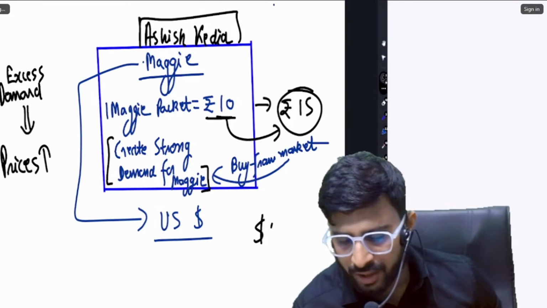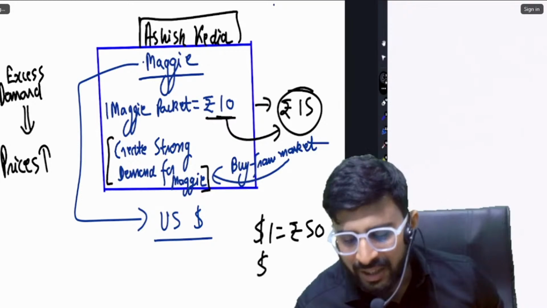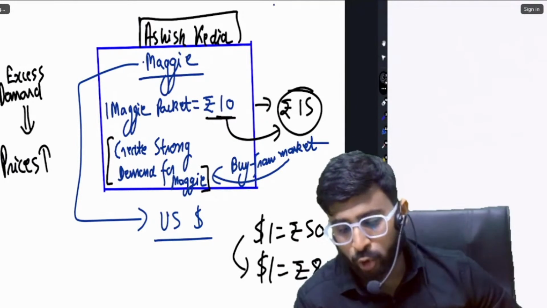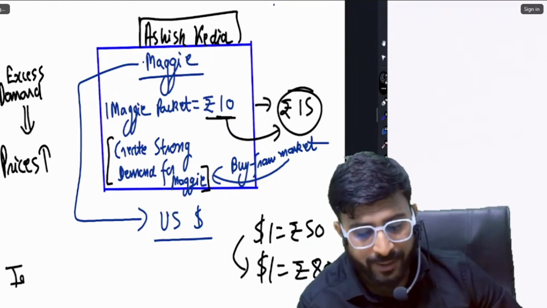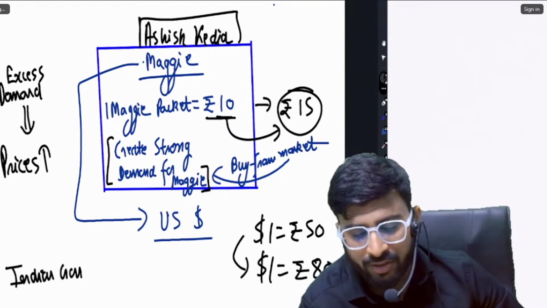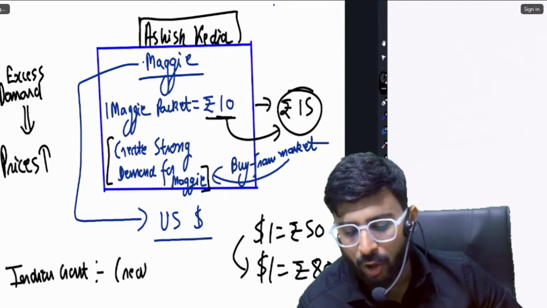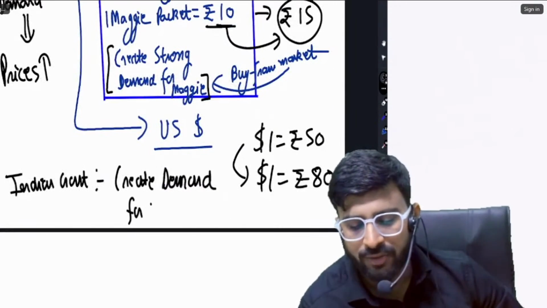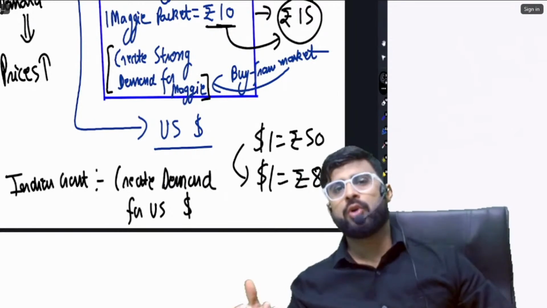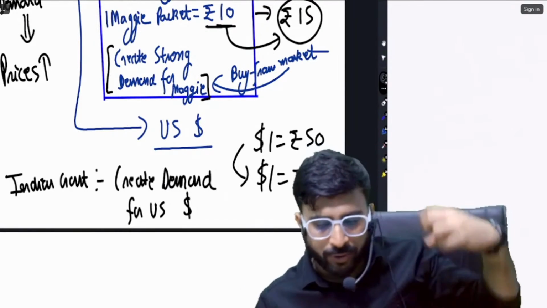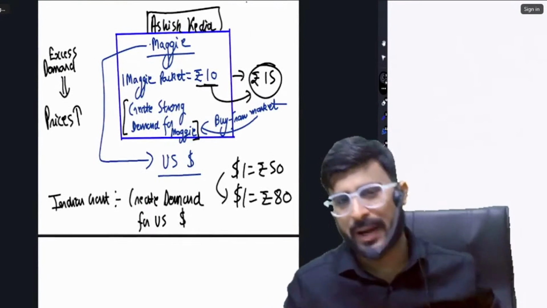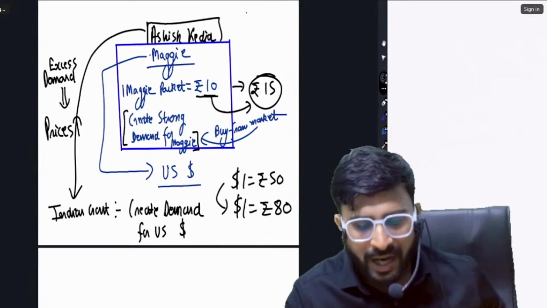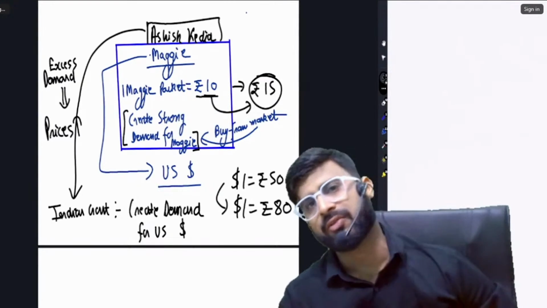Now, suppose the US dollar is rupees 50, and our Indian government wants that $1 becomes rupees 80, for example. So, what will the Indian government do? The Indian government will create a demand for US dollars, so much so that the price of the US dollar goes from rupees 50 to rupees 80, just like the packet of Maggie. So instead of Ashish Kedia, it is basically the Indian government, and instead of Maggie, it is actually the US dollar we are speaking about.